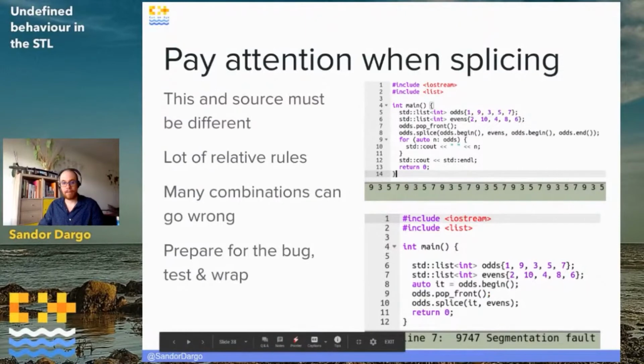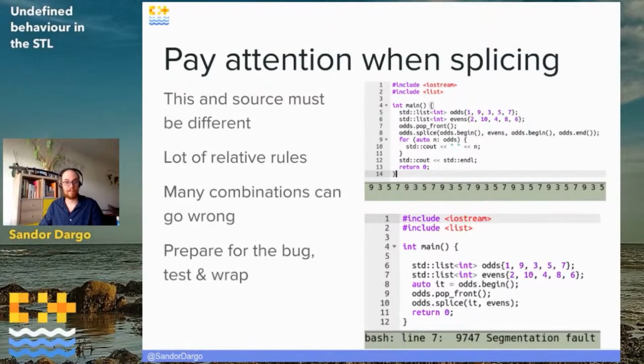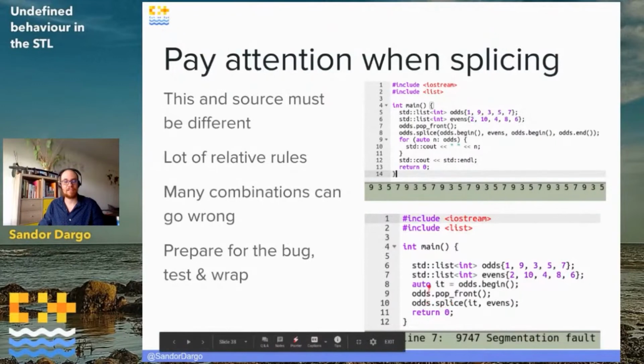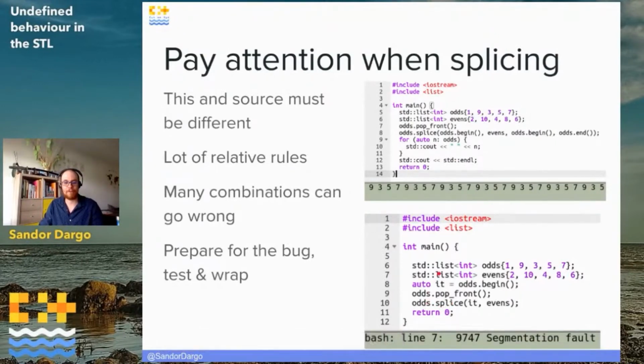So if you're working with such algorithms like splice, that has a lot of relative rules, or a lot of different input parameters from different containers and ranges, pay attention and be prepared for a bug. It's better to test it or even wrap it before you commit.